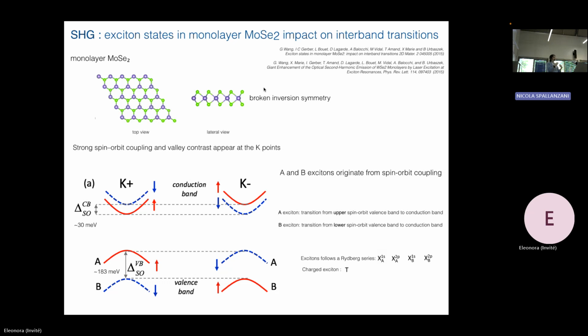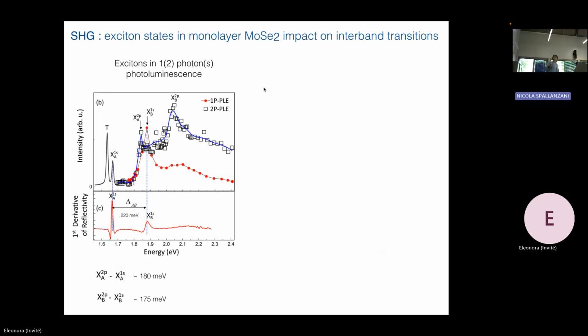Just to tell you that this kind of system has an electronic structure that presents some nice excitons that follow a certain Rydberg series that I just named here. And in an experiment, this is not yet the second harmonic generation. This is just to tell you that some excitonic effects have been measured to identify these excitons in these 2D materials.